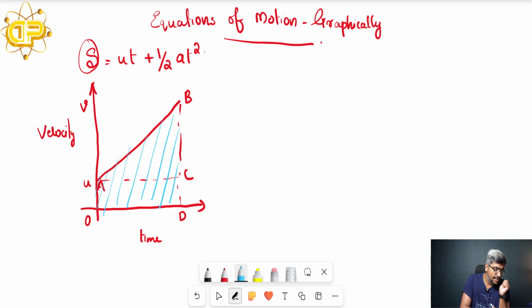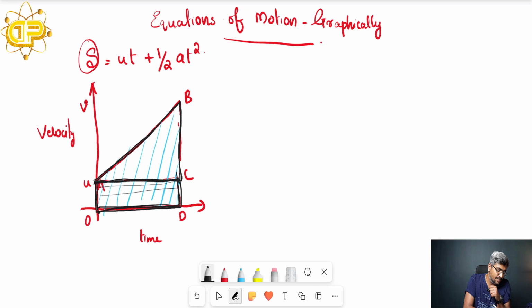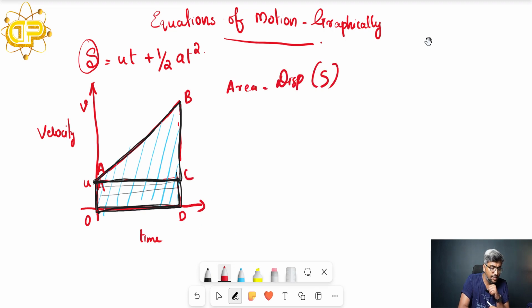And you can clearly see that this is a trapezium. Here, we are not directly taking the area of the trapezium. Instead, we are finding the area of this particular triangle and this rectangle, and then you are just adding that area with this triangle. Now you can see you are finding out the total area under the graph. Area is nothing but the displacement, capital S. So here the area is equal to the area of the triangle plus the area of the rectangle.